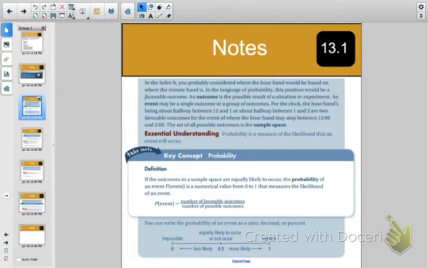Probability is measured by the likelihood an event will occur. So to calculate probability, it's always between 0 and 1, and you can treat it as a percentage or a decimal. You take the number of favorable outcomes divided by the number of total outcomes. So the number you want divided by the number of total. If it is closer to 1, it's more likely. If it's exactly 1, it's certain. If it's closer to 0, it's impossible or unlikely.